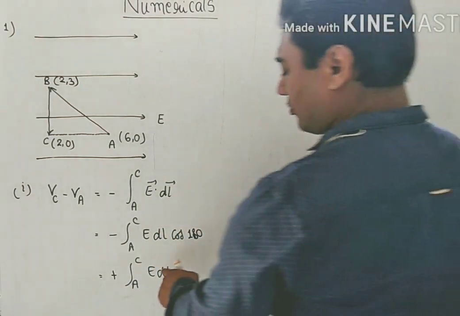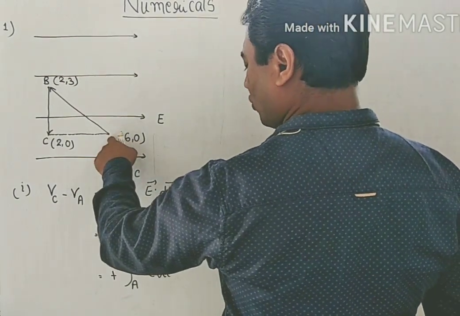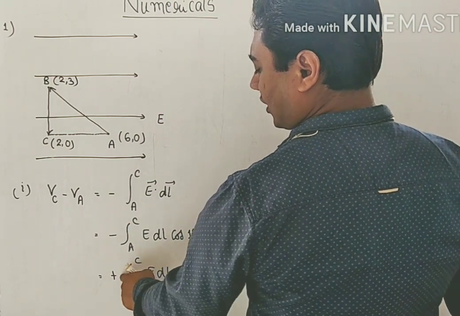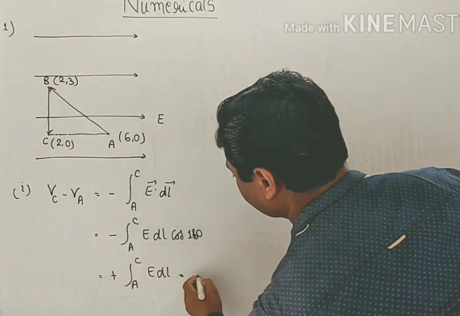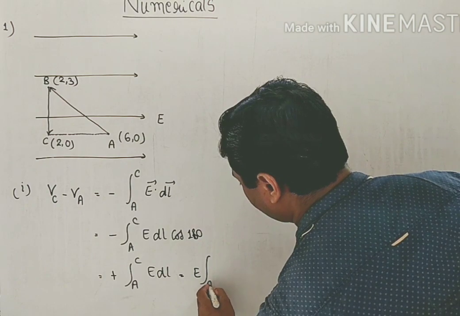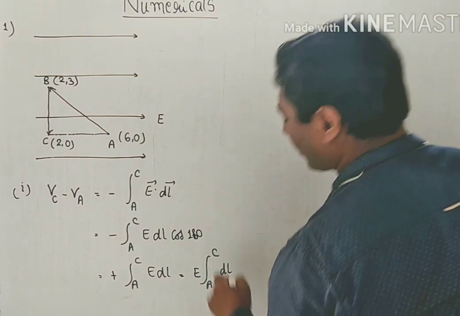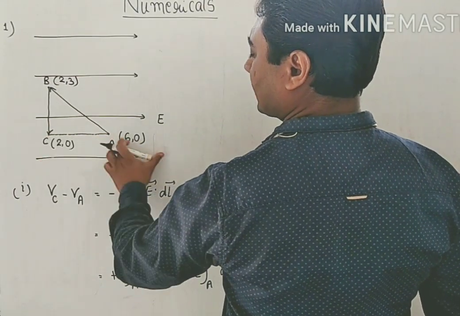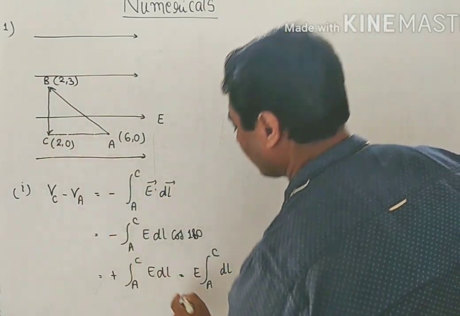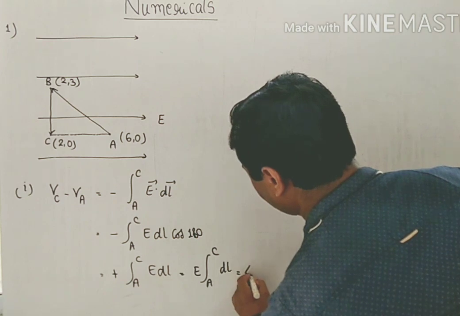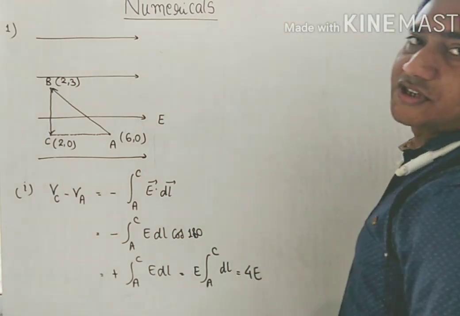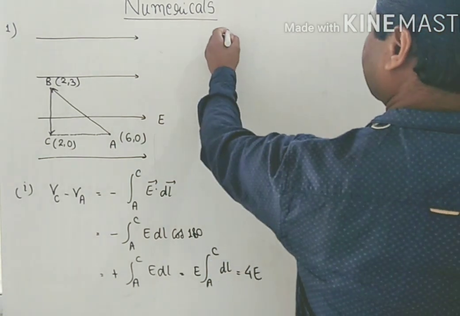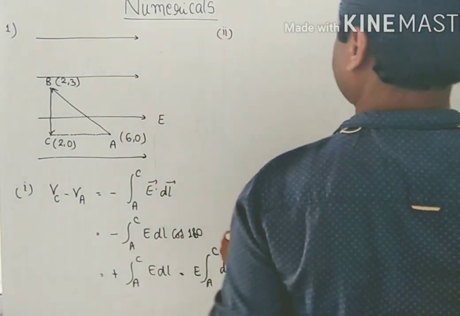Now students, as can be seen, the electric field is uniform throughout this length, so E can be taken out. So it is E times the integral from A to C of dl. When you integrate dl, you will get L. And what is L? 6 minus 2, that's 4. So here you will be getting 4E as the first answer. Fine with this? Okay, let's move on to the second part of this question.